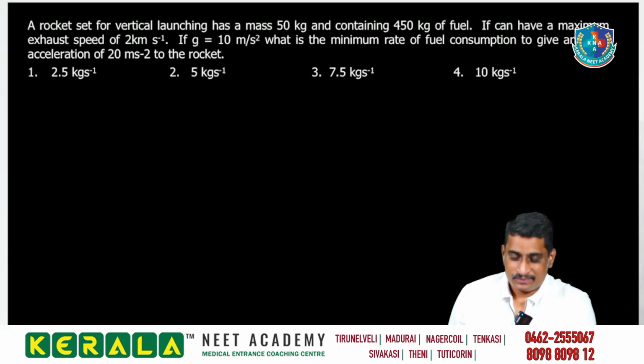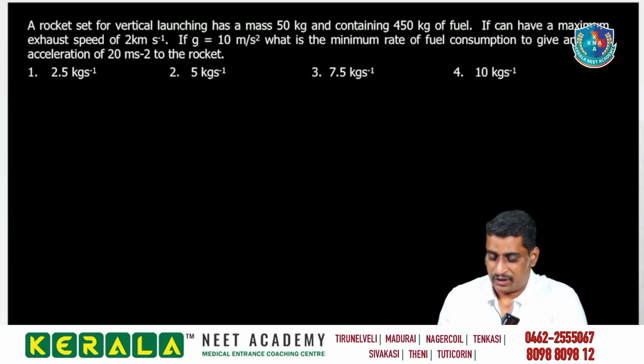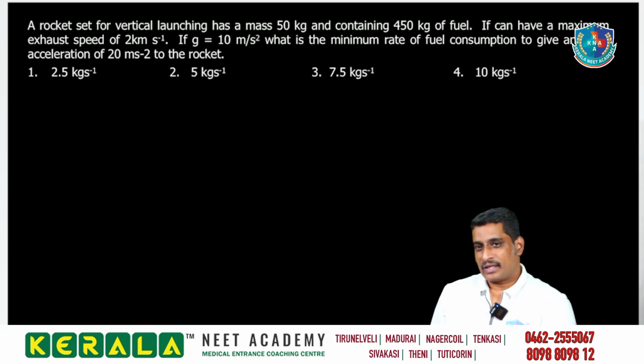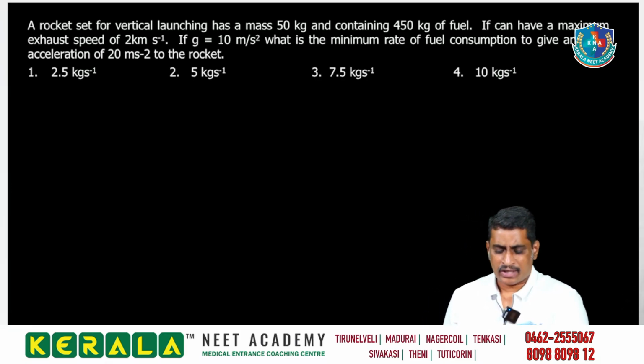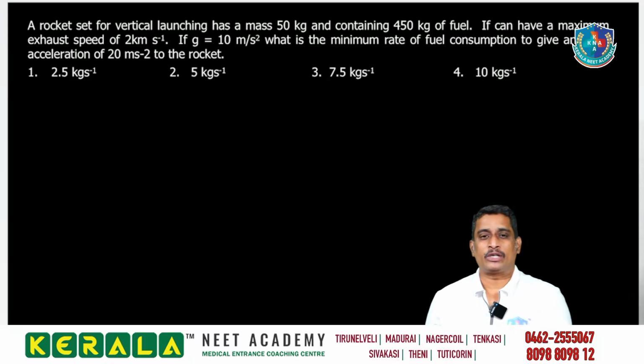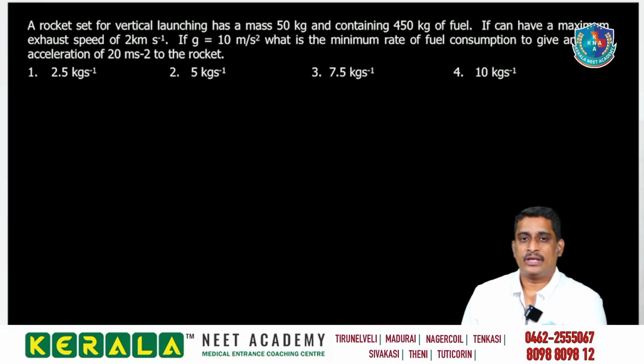Look at this example. A rocket set for vertical launching has a mass of 50 kg and contains 450 kg of fuel. It can have a maximum exhaust speed of 2 km per second. If g is equal to 10 meter per second square, what is the minimum rate of fuel consumption to give an initial acceleration of 20 meter per second square to the rocket?